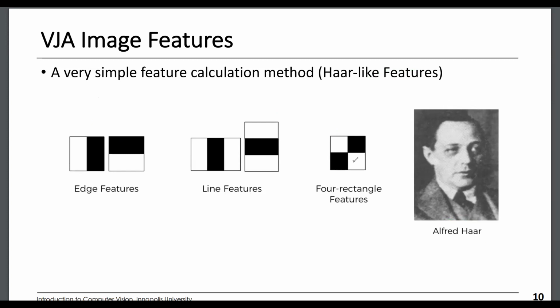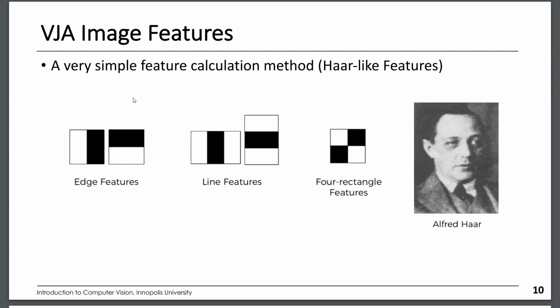So here, for example, when you have white areas here and darker areas here, these are very simple features that can be used to detect different concepts. For example, here you are detecting edges, here you are detecting lines, and here you are detecting rectangular features. So why is this pretty interesting?